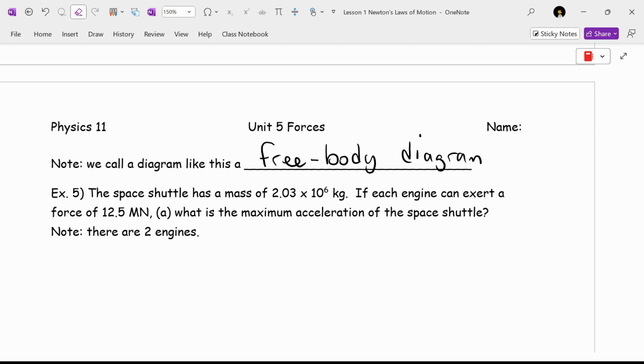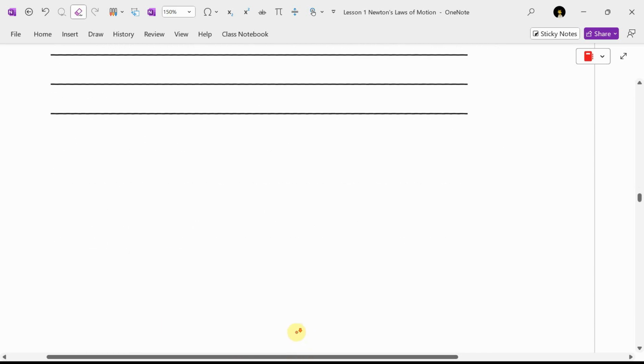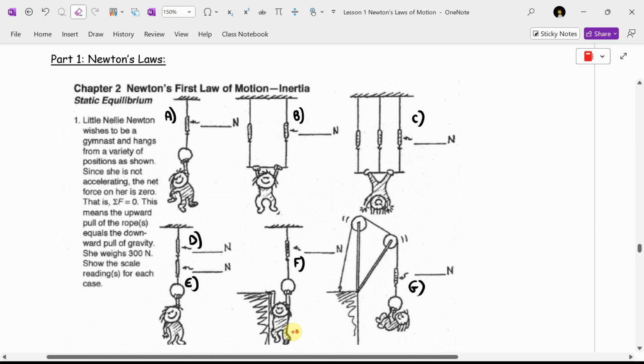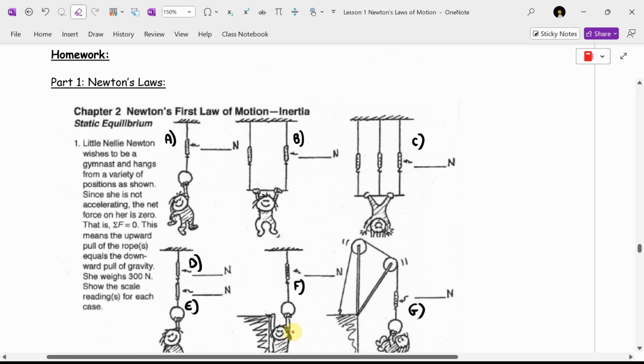We're going to pause here. If you want to get a head start on the homework, because I haven't finished the lesson, your main homework is study for the test. But right now, you're capable of doing, if you turn the page to where it says Part 1, Newton's Laws, where there's a little picture of the girl on the swing. You can circle number 1.